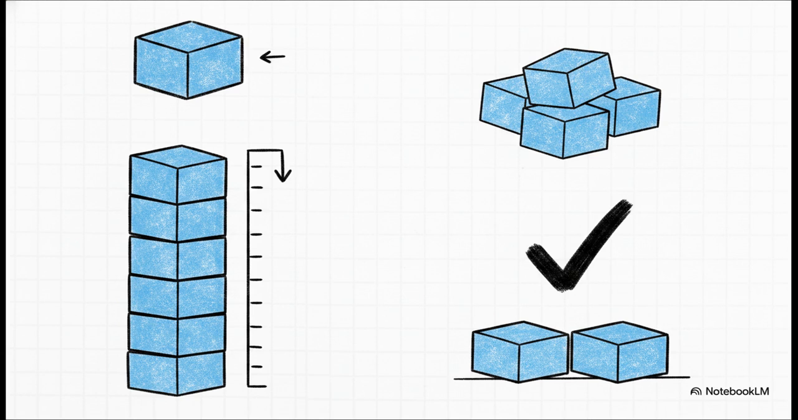In algebra, terms are essentially the individual bricks of our expression, and they're separated by plus or minus signs. The coefficients are those numbers sitting right in front of the variables. They tell us how many of that specific brick we have, or their size. The degree is the highest exponent in the whole polynomial, which basically acts as our height limit for the structure. And finally, like terms are terms that have the exact same variables raised to the exact same exponents. Think of like terms as matching brick types that can safely be stacked together.